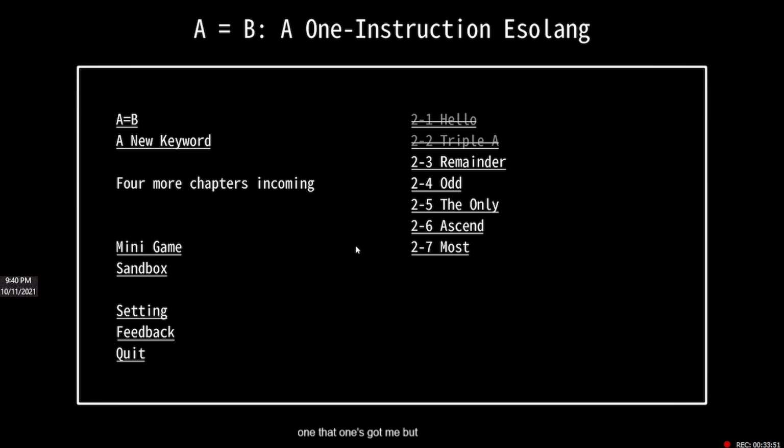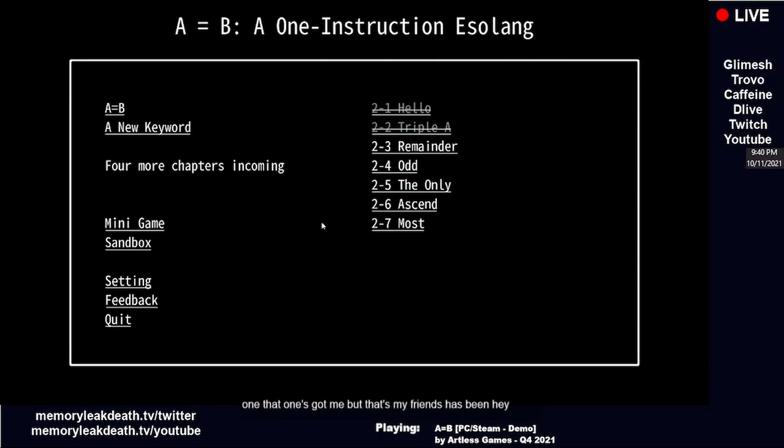But that, my friends, has been A equals B. Or A to B, I should say. It is a free demo right now out on Steam. It's out as of this recording. Hopefully, it continues to be out there. It's by Artless Games. It is scheduled for a Q4 2021 release of some kind, whether it's a full release or an early access. I'm not sure.